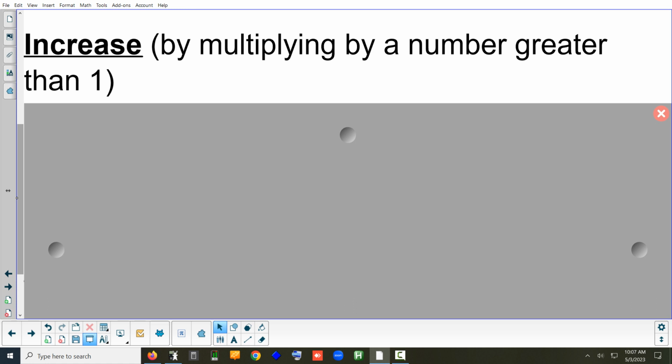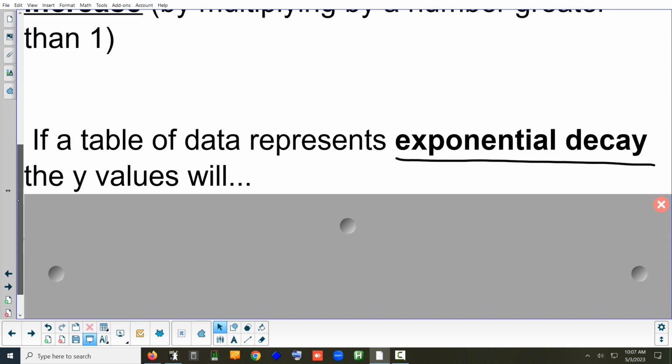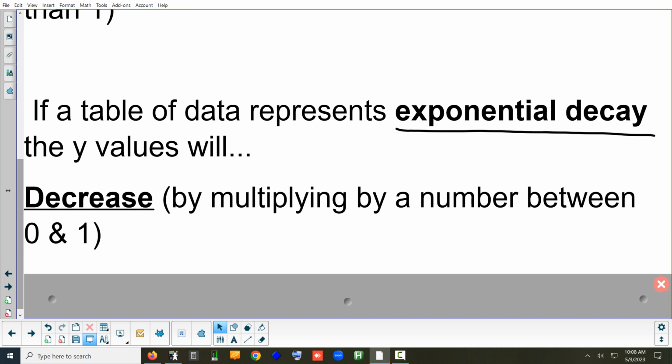Now the other case you can have is if you don't multiply by a number greater than 1. You multiply by a fraction, like 1/3 or 1/4, like in the last problem we did. That's called exponential decay. So exponential decay is when the numbers go down. They get smaller and smaller and smaller each time. And the reason they get smaller is because you're multiplying by a number between 0 and 1, like 1/4 or 1/2 or 1/3, something like that.